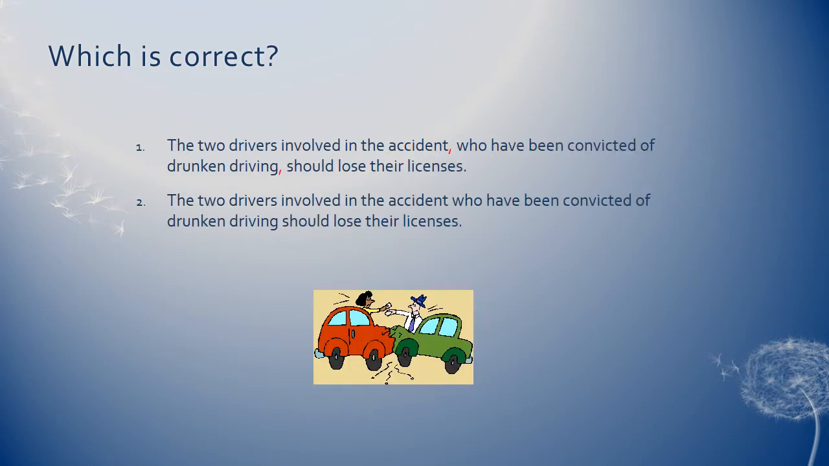How about this one? Which is correct? The 2 drivers involved in the accident, who have been convicted of drunk driving, should lose their licenses, or the 2 drivers involved in the accident who have been convicted of drunk driving should lose their licenses. Well, here I think number 1 is correct again. And since it's a non-restrictive element, it suggests a larger group. That is, the 2 drivers involved in the accident, who have also been convicted of drunk driving previously, should lose their licenses.